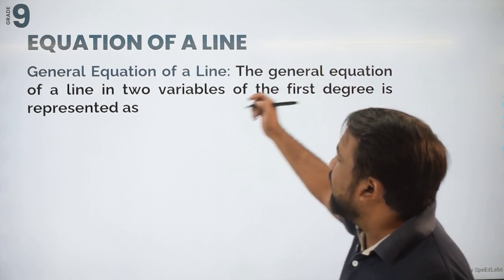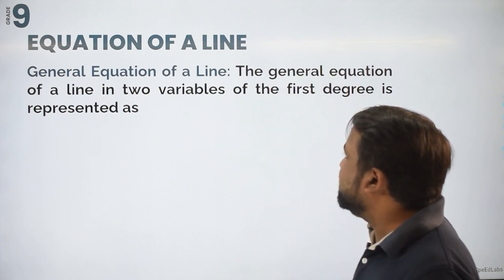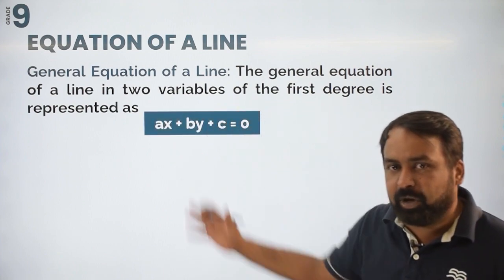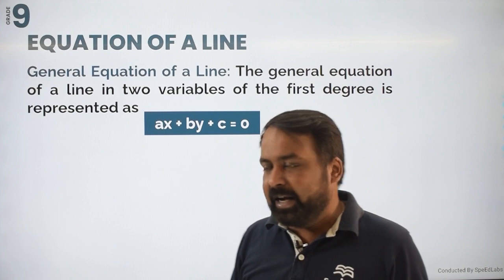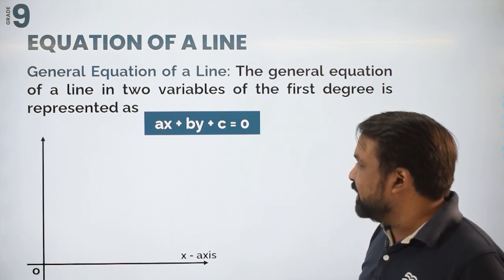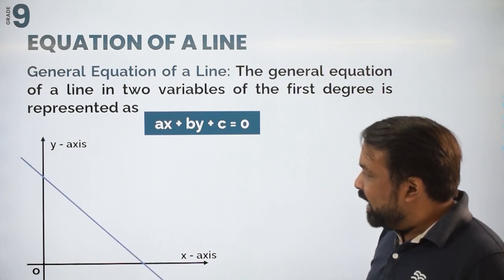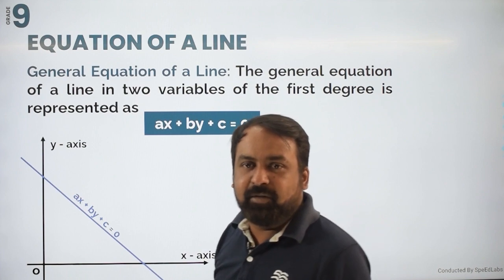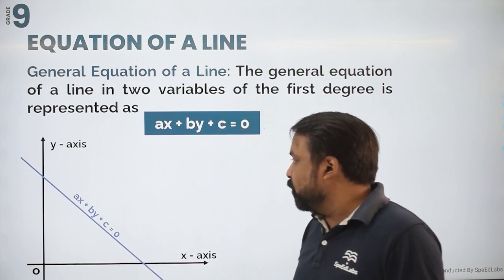The general equation of a line in two variables of the first degree is represented as ax plus by plus c equals 0. This is the general equation of a line. So here is the x-axis and y-axis, as you can see, and this is a particular line whose equation will be in the form ax plus by plus c equals 0.